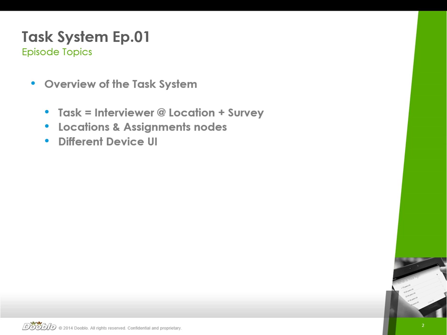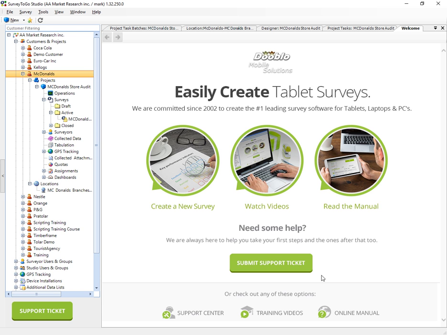Now in this overview, we're not going to do a deep dive, but instead just an overview of the components of the task system and how everything changes when you're using tasks. So let's jump right in. For this demo, I'm using my McDonald's customer, and in here we have the McDonald's store audit projects. Now we do have a survey right here which we're going to jump into in just a moment, but what I want to start with is this node right here, which is called locations, and this plays a big part when you're using the task system.